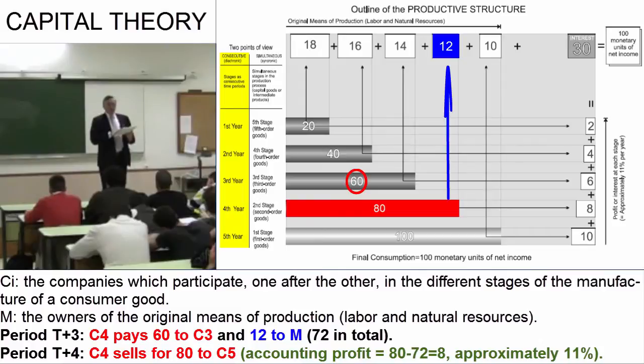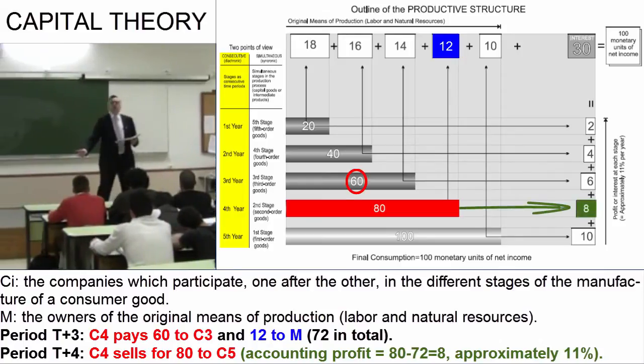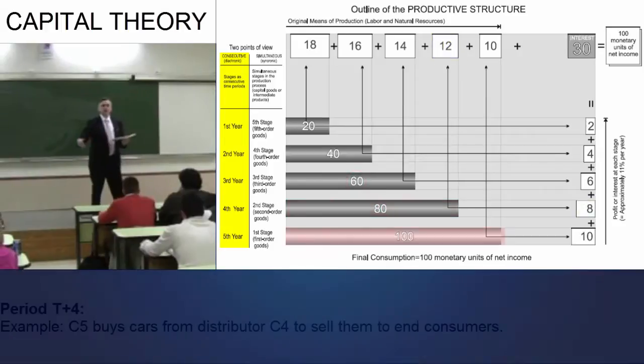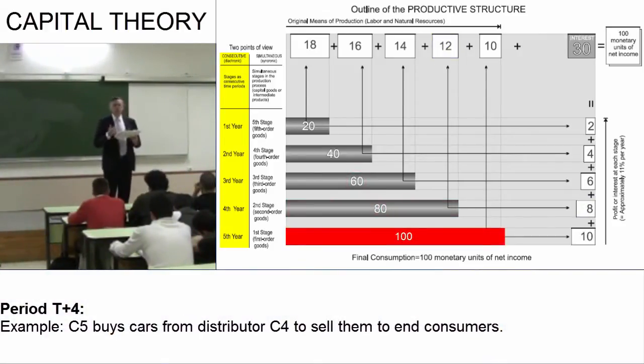See the arrow pointing up. So, 12 plus 60 equals 72. They sell the cars for 80 units and obtain a profit of 8. And now we come to the final stage, the last one, and that is the stage of final distribution, when the product reaches the consumer.